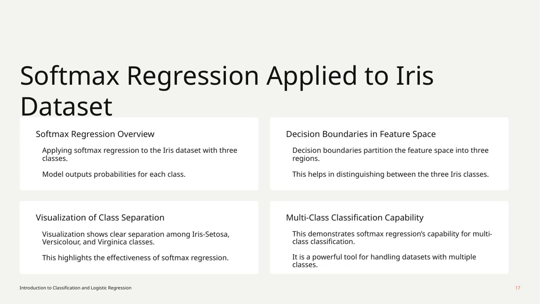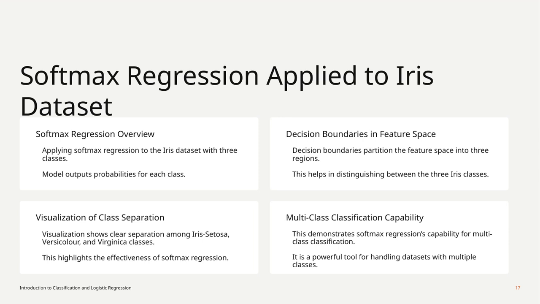Let's take a closer look at how softmax regression can be applied to the iris dataset, which contains 3 different classes. This illustrates the model's multi-class classification capability, meaning it can distinguish among multiple categories rather than just 2. It's a really powerful tool for handling datasets with several classes, making it versatile in various real-world scenarios. Now, when we visualize the results, we see clear separation among the iris setosa, versicolor, and virginica classes. This visualization effectively demonstrates how well softmax regression can separate different categories, highlighting its effectiveness.